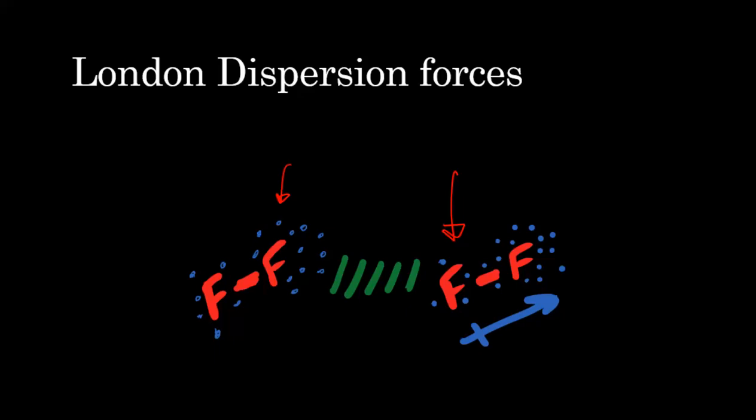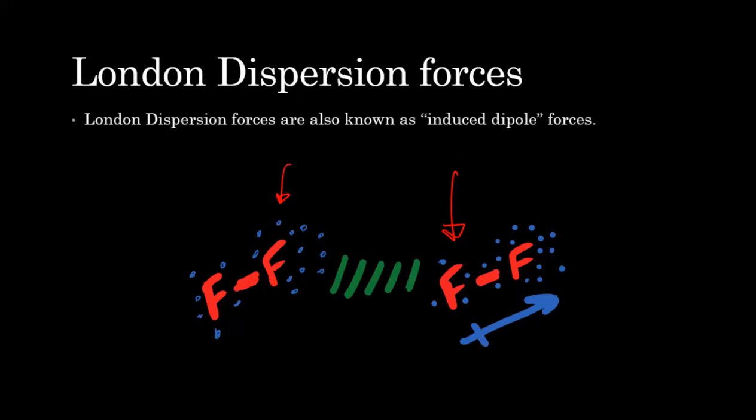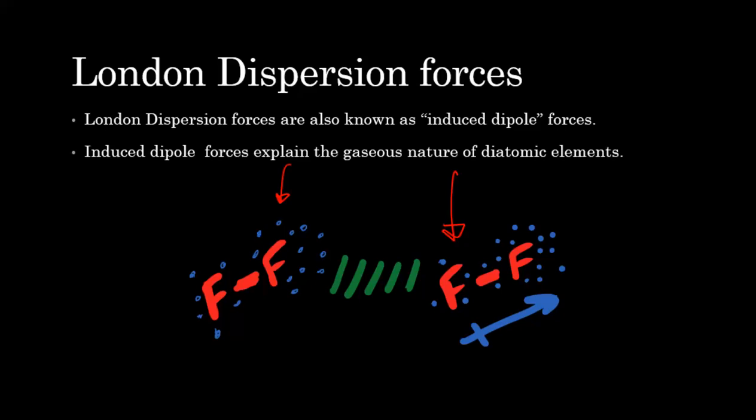And what you see in green is that London dispersion force, or that very, very weak interaction that you're going to see between even nonpolar molecules like fluorine gas. So these are known as induced dipole forces because one molecule, which instantaneously and temporarily has a more electronegative end than electropositive end, (polar is really too strong a word), is going to induce a dipole in the next molecule. So induced dipole forces explain the gaseous nature of diatomic elements.